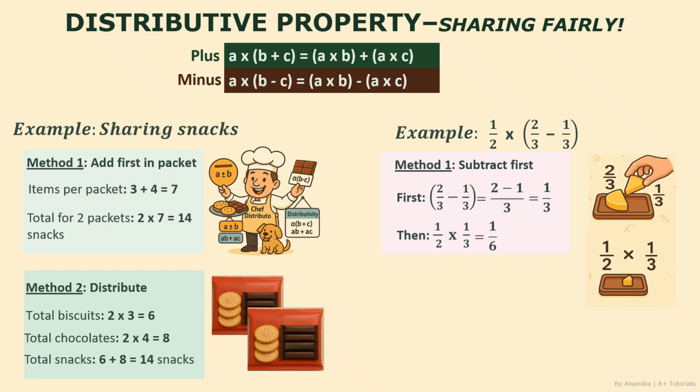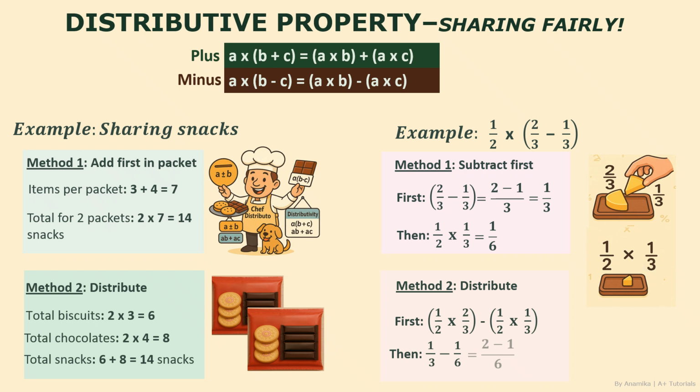Now distribute. 1/2 times 2/3 equals 1/3. 1/2 times 1/3 equals 1/6. Now subtract. 1/3 minus 1/6 equals 1/6. Again, same result. So next time you see brackets, just remember, share the multiplication and simplify the problem.